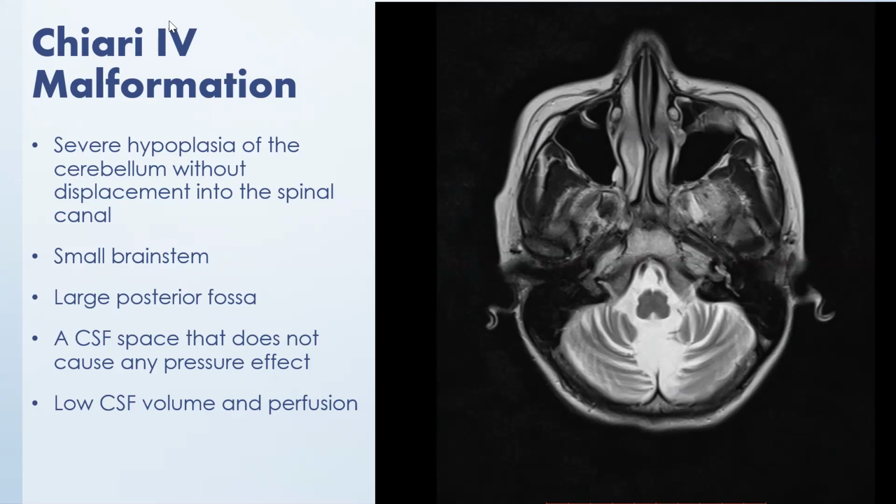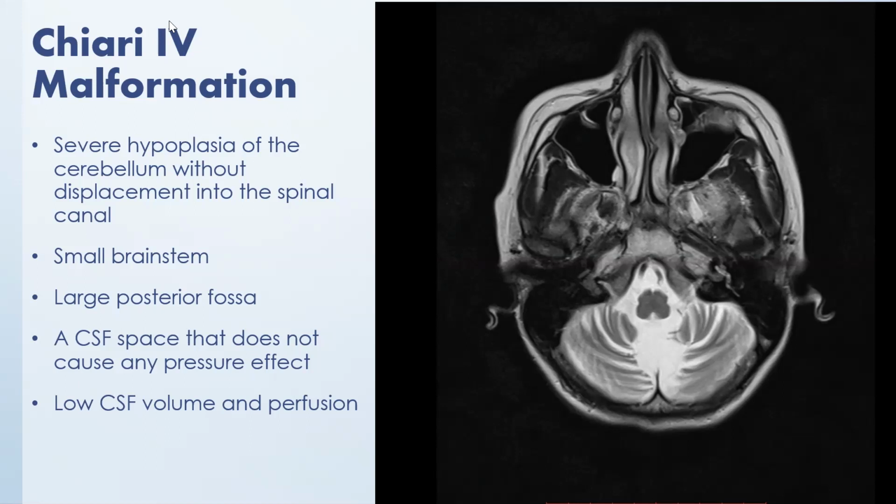So in this axial view of an MRI image, we can see the cerebellum brightly echogenic in the back of the brain. And adjacent to the sides of the cerebellum, we can see these black cystic structures. This is the posterior fossa. And in Chiari 4 malformations, we will see a large space in the posterior fossa. And in these spaces, there was a collection of cerebrospinal fluid.